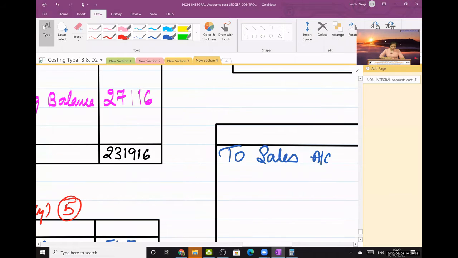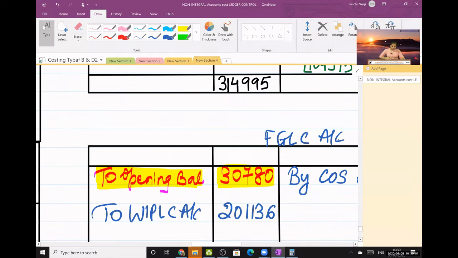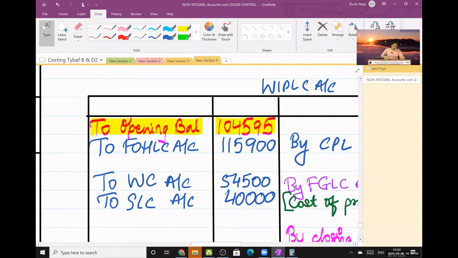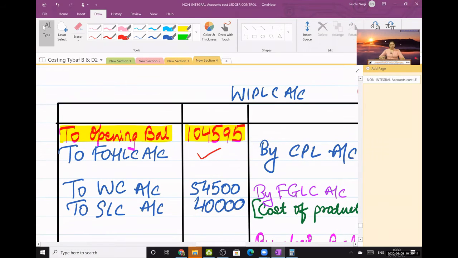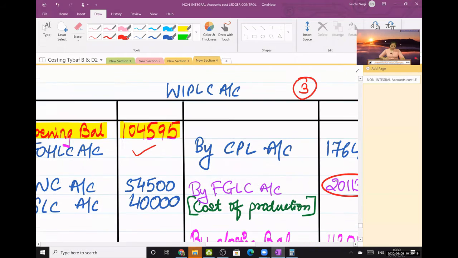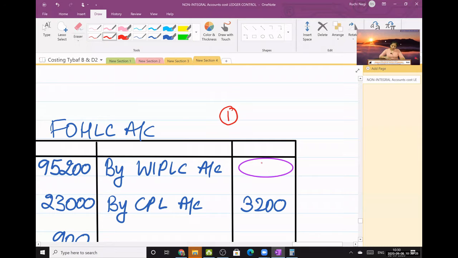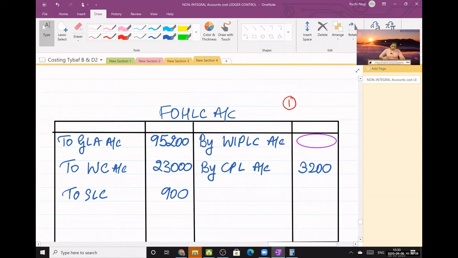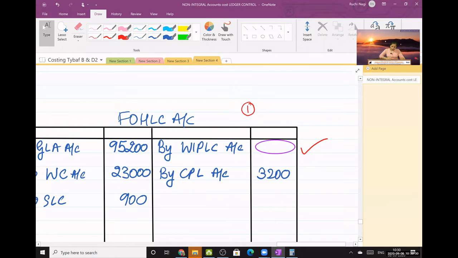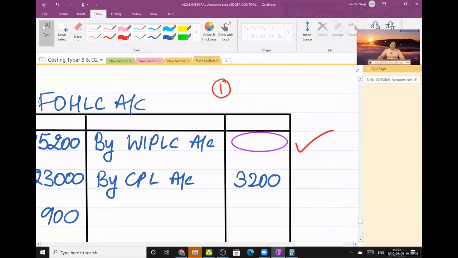Next, WIP to FOH, the charge entry. But we don't know the amount, so keep it blank for the time being. Second effect will go to FOH, by WIP, credit side, also blank. When we close the ledger, at that time we'll get the amount. We'll see.